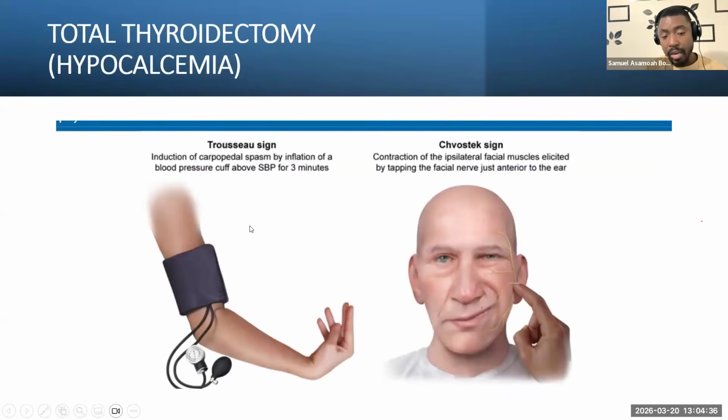So on your NCLEX, they are going to use terminologies that ever since you were born, you've not heard before. Induction of carpopedal spasms. Sometimes they say it's ipsilateral, contralateral, the orbicularis oris, the muscles. Take your time, look at the theme of the question, and you see that they are talking about Trousseau, they are talking about Chvostek. Guys, are you with me?